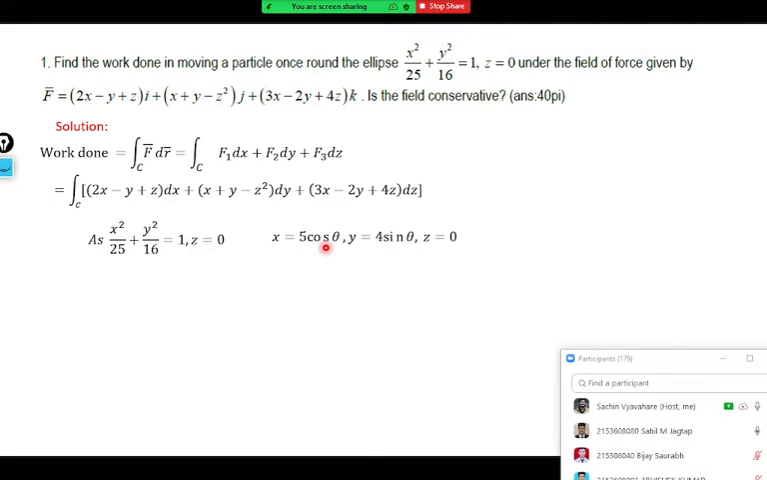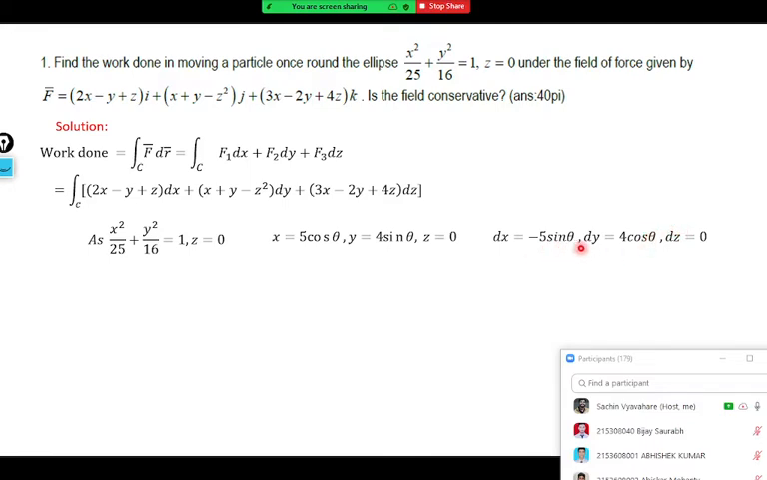dx is minus 5 sin theta, d theta. dy is 4 cos theta, d theta, and dz is 0. Okay, that's one. So these are the values you will get.